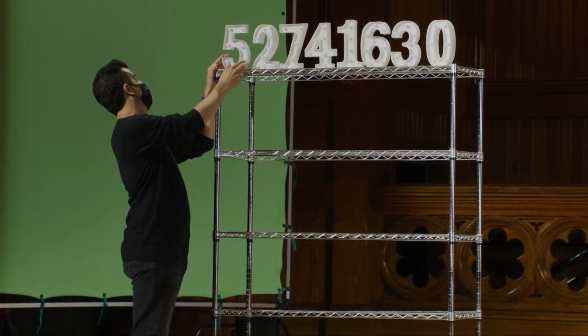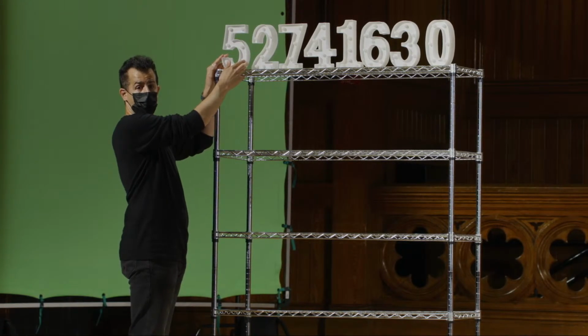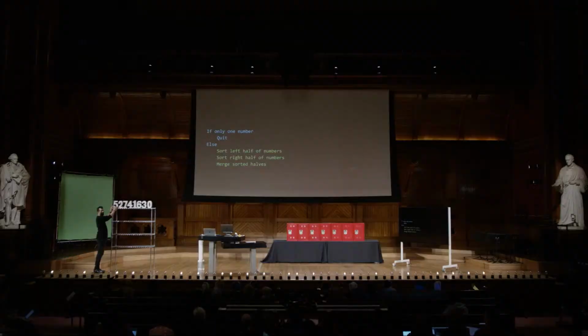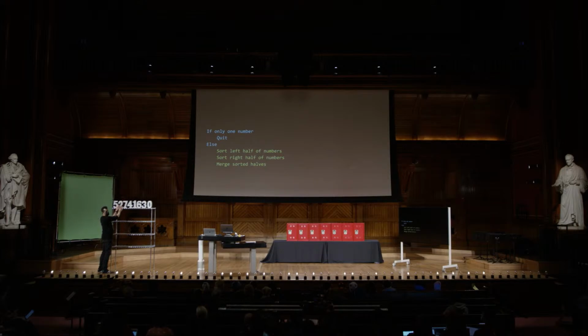I think it's done, right? That's quit, right? If only one number, I'm done. The 5 is sorted. All right, what was the next step? You have to now rewind in time. I just sorted the left half of the left half of the left half. What do I now sort? The right half, which is 2. This is one element, so I'm done.